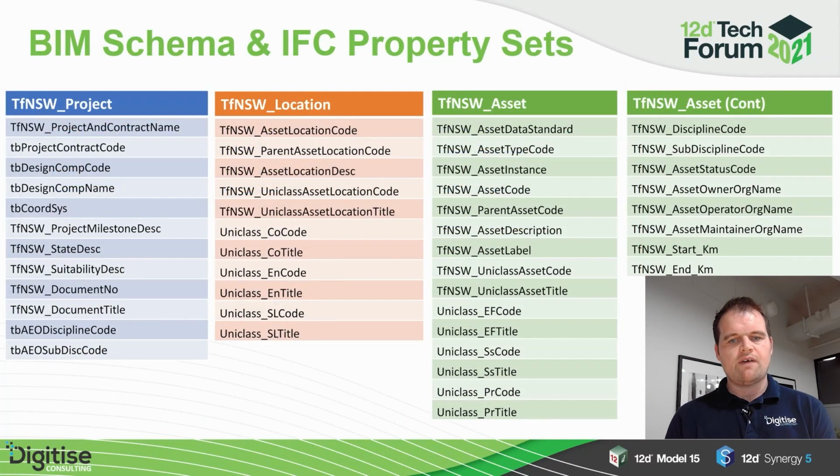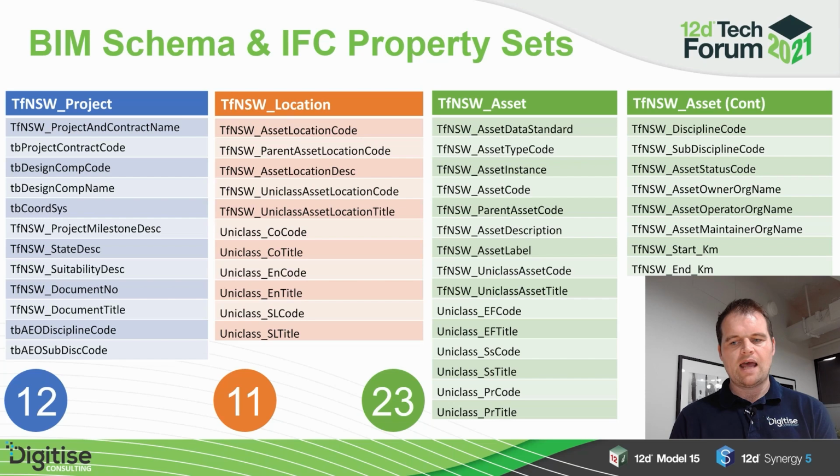So the BIM schema is divided into 3 property sets. So we have transport project, location, and asset. Each of these property sets are made up of multiple attributes that must be added to the BIM model as metadata. We have 12 project, 11 location, and 23 asset attributes. These attributes are used to classify objects within the model using Unit Class 2015, supplemented by existing Transport for New South Wales asset data to support project handover.